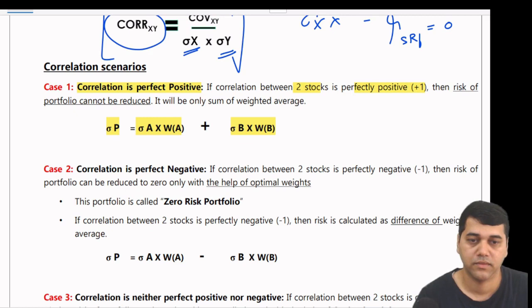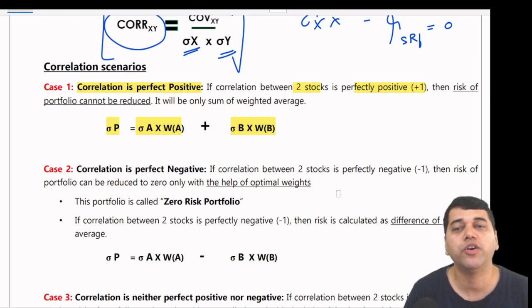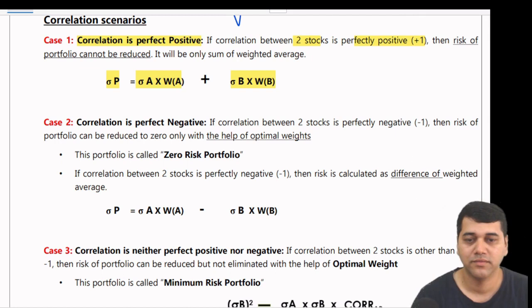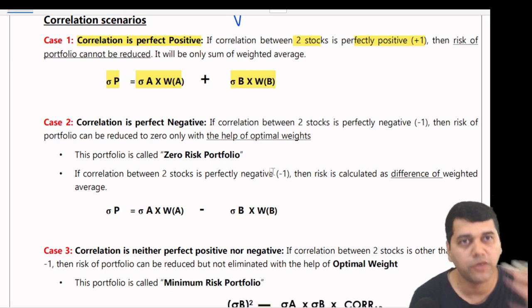Okay, now let us talk. You understood, no? Students, first you understood, no? If there are positively correlated values, what is going to happen? It cannot be eliminated. So it is your risk only that you are taking. So if I ask you the portfolio risk, then you simply add.